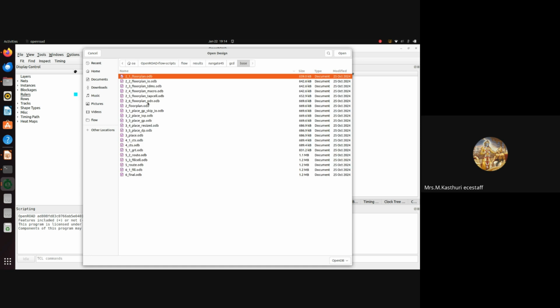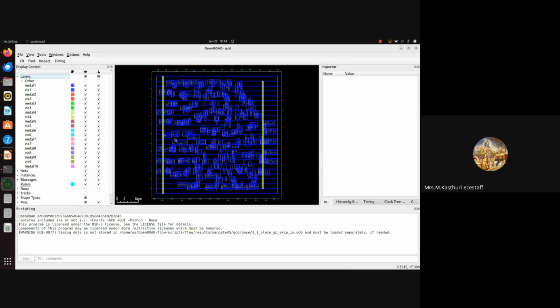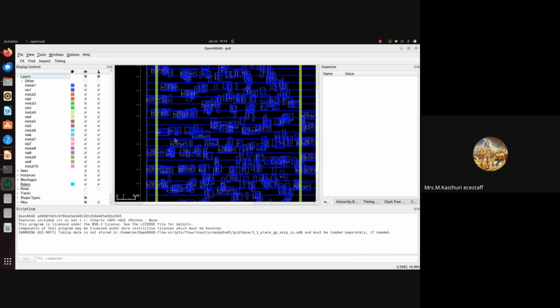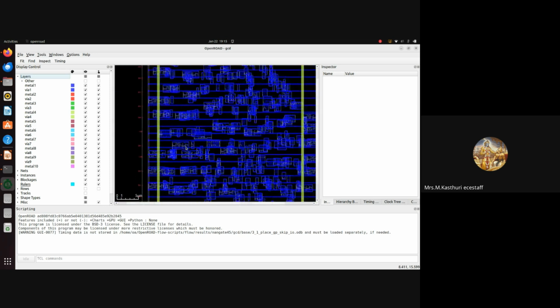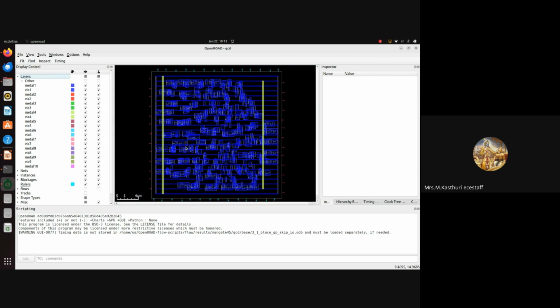For example, you want to see the global placement script. Here you can see it. If you want to change anything before this, we have to go to the required script and change it accordingly. But this workflow will automate the full flow from RTL to GDS. If you want to change anything, you can, but it is fully automated.